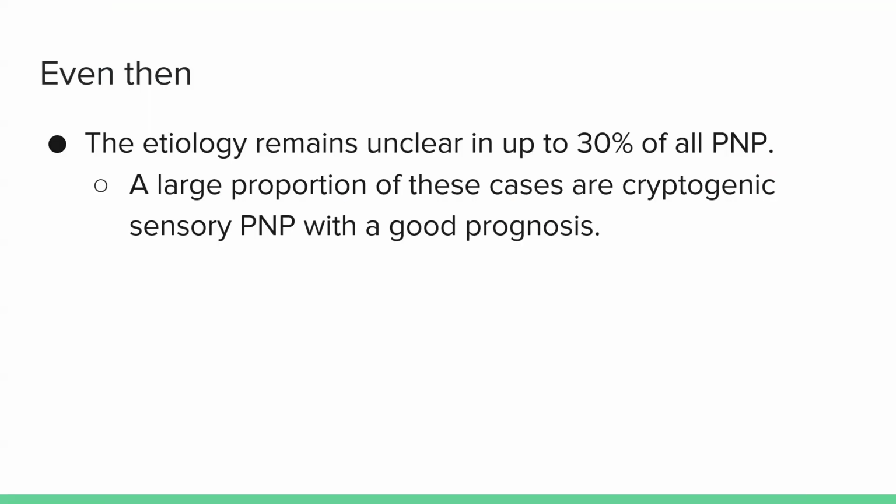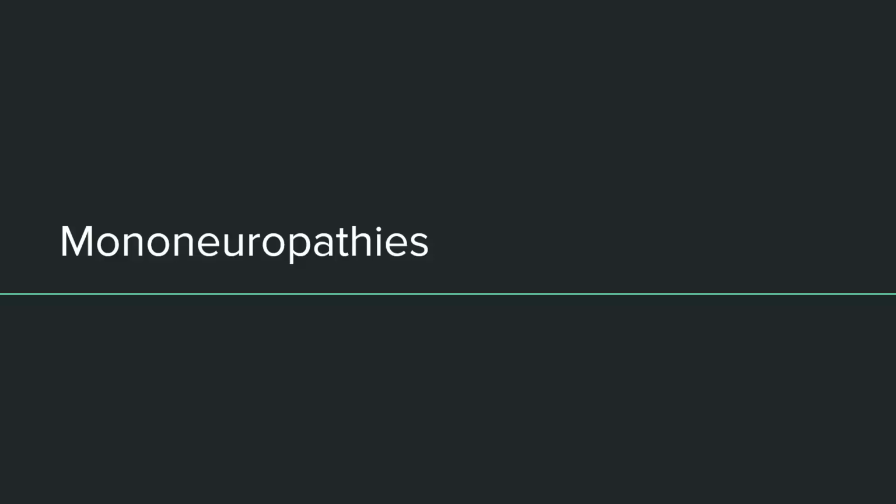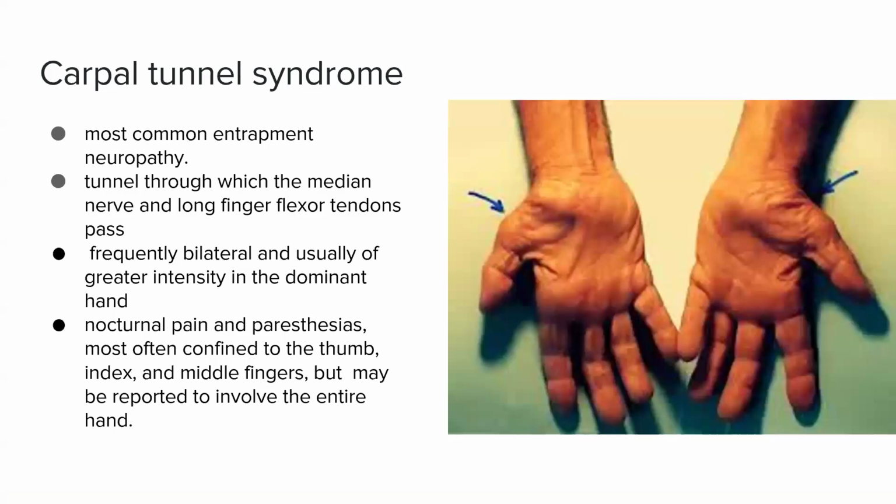Even with all these investigations, in 30% of polyneuropathies we cannot diagnose the cause. But fortunately for us, these cryptogenic sensory polyneuropathies do have a good prognosis, and they don't usually cause disability. So a very common mononeuropathy is carpal tunnel syndrome. You probably have seen it. Everybody has seen this at some point. It's the most common entrapment neuropathy.